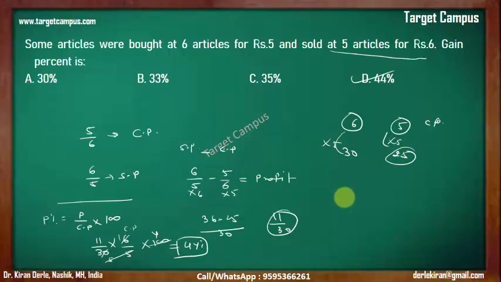And if he sold 30 articles, this is sales, right? If he sells 5 articles for rupees 6, he would sell 30 articles, so this is into 6, so this will also be 6 times 6, which is 36, right? So this is cost price, this is selling price. So profit percent is profit upon cost price into 100. This is again 11 upon 25 into 100, which is 44%, right?